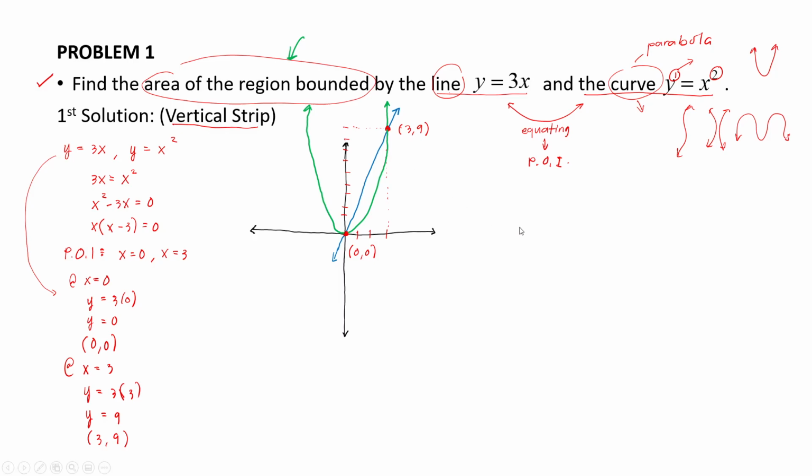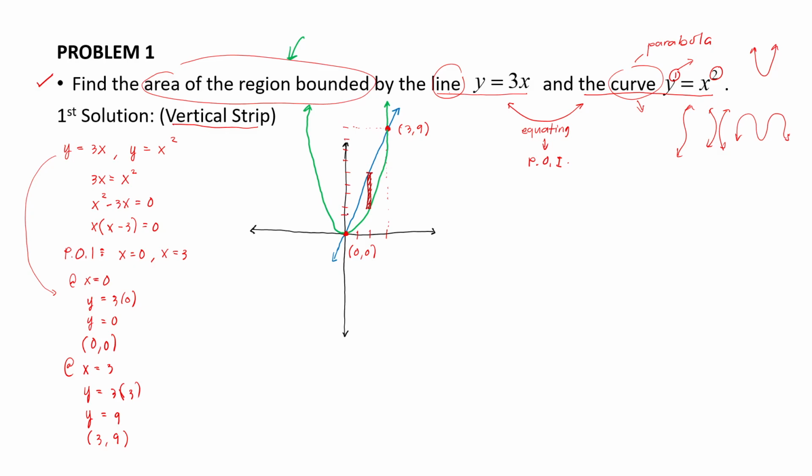Okay, so again, since we're going to use the vertical strip first, we're going to draw first the vertical strip. So notice that the tip here is that the vertical strip should be consistent all throughout your area, di ba? So dapat it's always touching the blue part, whichever place you're going to put your vertical strip. And then the bottom part would always be the green graph all throughout the equation.